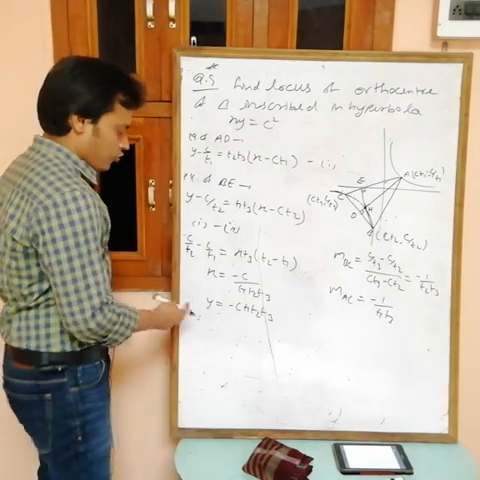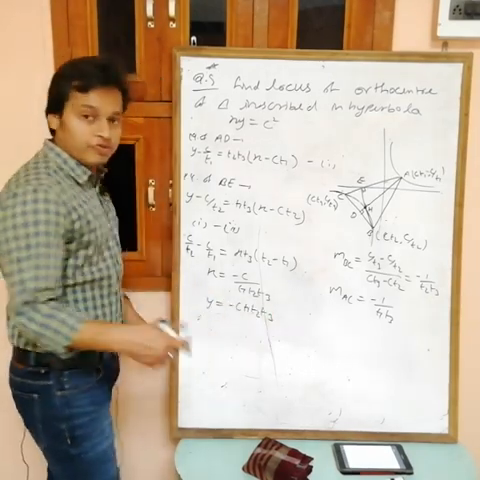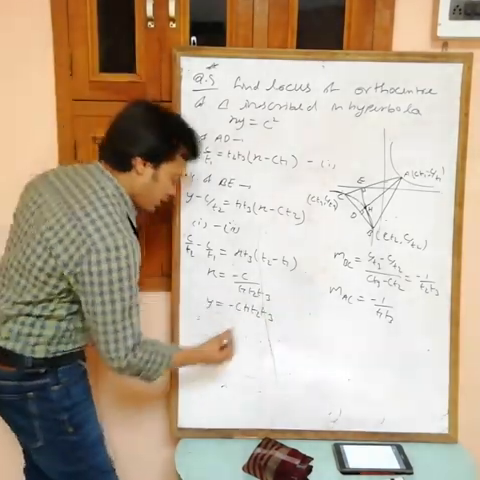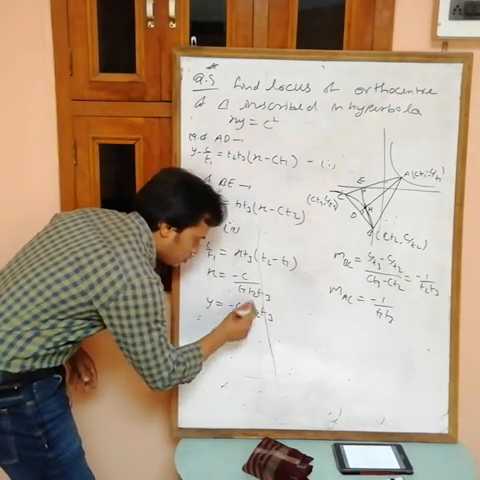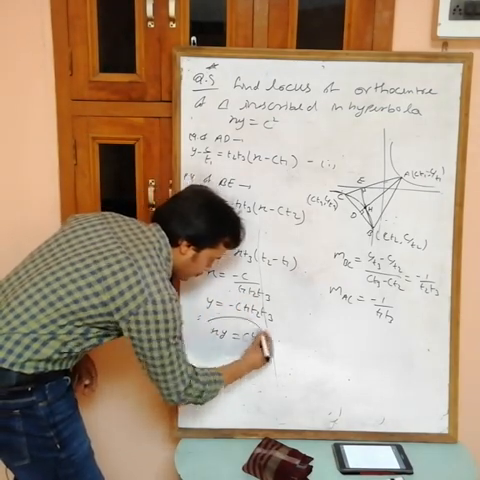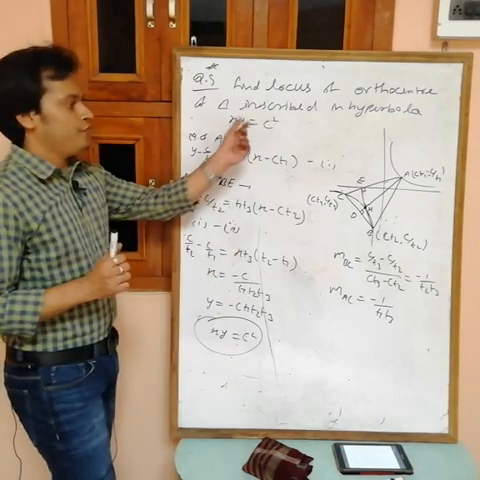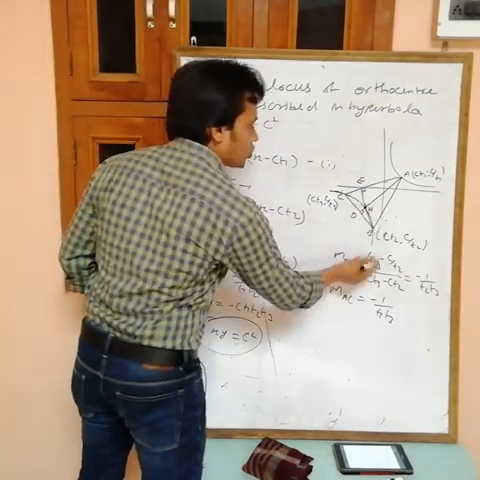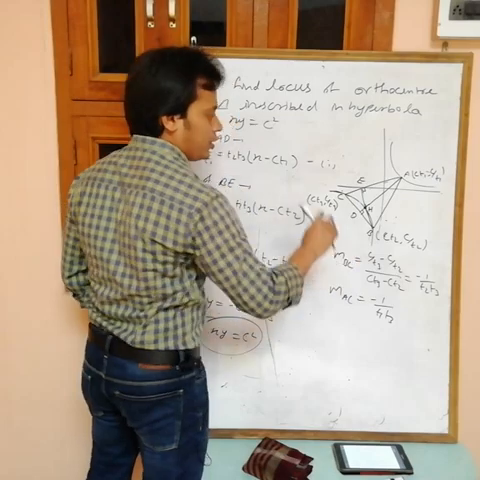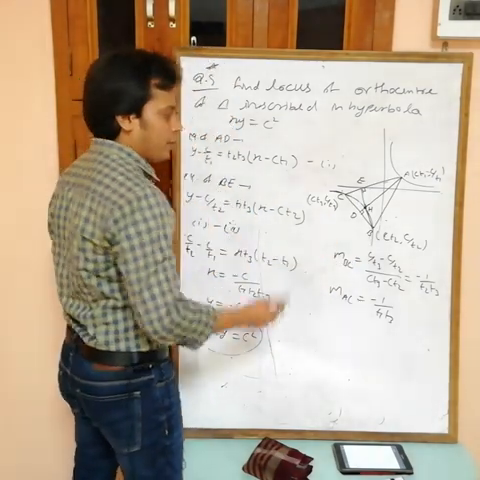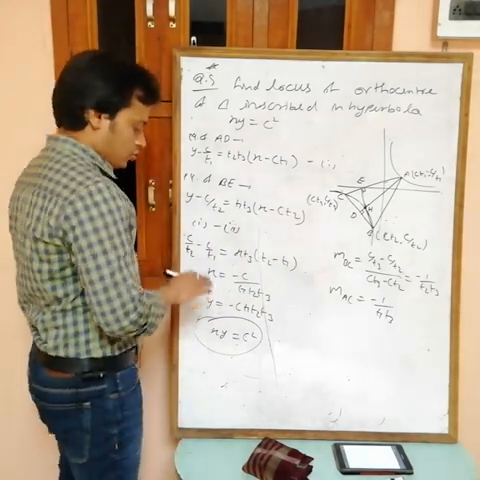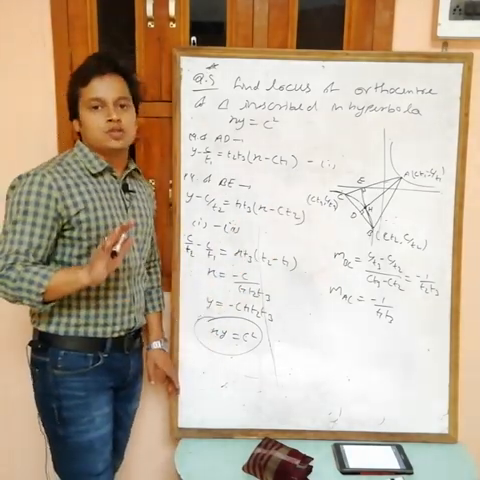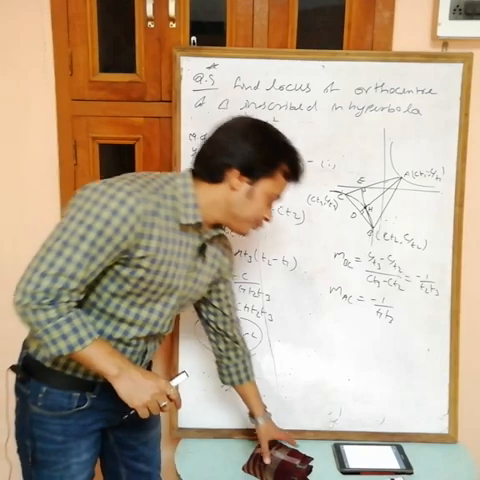So how to find? We want a relation without T1, T2, T3, right? So multiply. Then what are we getting? xy equals, if you multiply this one into this one, they cancel out, you will get C square. It means the orthocenter of a rectangular triangle inscribed in a rectangular hyperbola always lies on the same hyperbola. So the locus is xy equals C square. Remember this one.